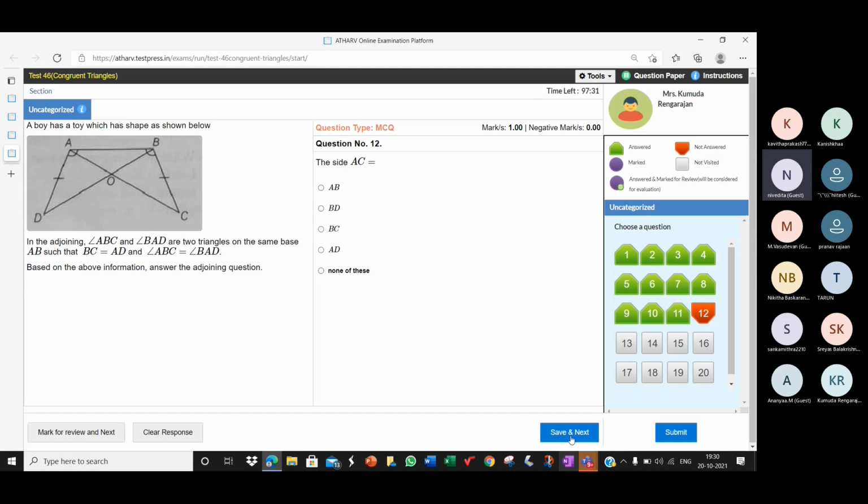BD, ma'am. The side AC is equal to BD. Why should AC be equal to BD? Why?